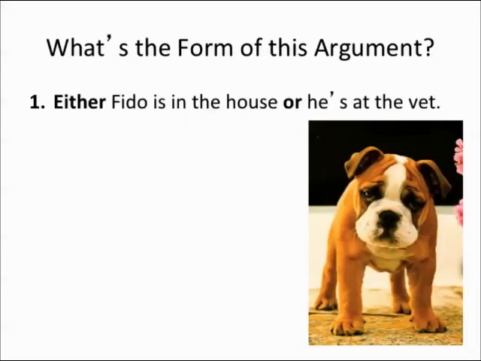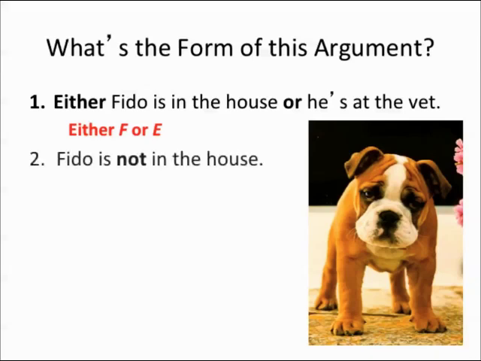Let's do another one. The first premise states that either Fido is in the house or he's at the vet. So we need to symbolize the two simple statements, Fido is in the house and he's at the vet. We can use F for Fido is in the house and E for he's at the vet. You might ask, why are we using E for he's at the vet? Well, F is taken, so we need to choose another letter. We can't use V since it's reserved for general statements, so we'll use E. In point of fact, it matters little what letter we use, just as long as we agree what the letters stand for.